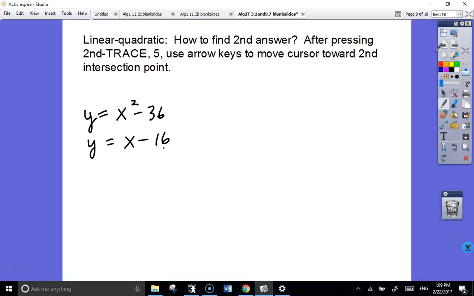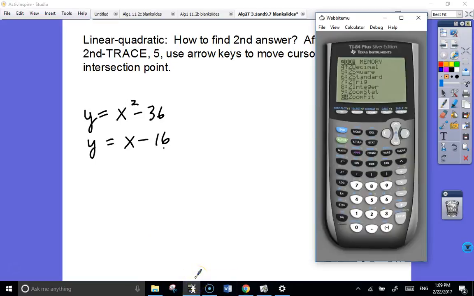Okay, so let's do this one, right? Y equals, already solved for y, so x squared minus 36, clear, x minus 16, and I hit the graph, and of course I'm still zoomed in on that box, so let me zoom 6 to get back to normal. So there's the parabola, and there's a line that just cuts across the bottom.